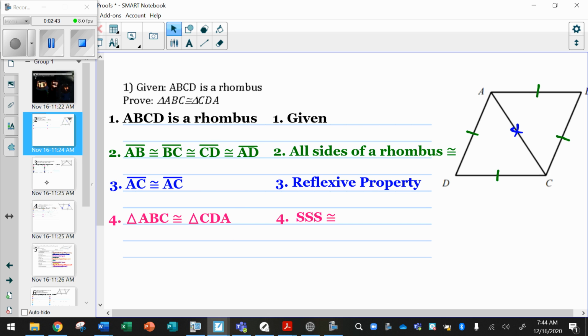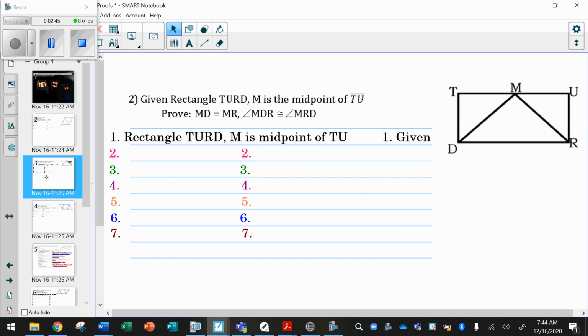Okay, next proof. Here, we're given rectangle TURD, where M is the midpoint of TU, and we're trying to prove that MD is equal to MR, and then that angle MDR is congruent to angle MRD. So go ahead and write in your givens. You know what a midpoint is, so you can do your midpoint property. You know properties of a rectangle, so try to see if you can get some steps written in to help you get through this proof, or at least start it.